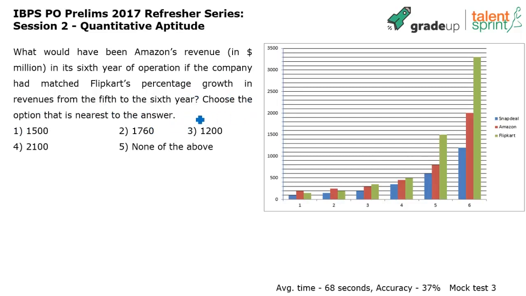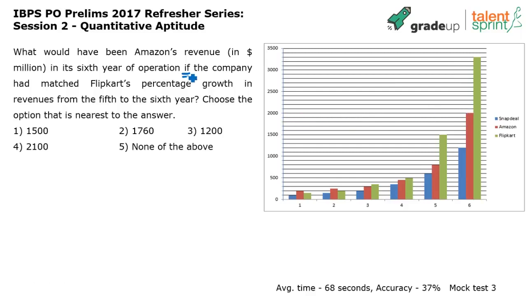So basically we can do an approximate calculation here. Now what is it asking us to find out? What would have been Amazon's revenue in its 6th year of operation? In the 6th year of operation, Amazon's revenue is already known to us, right? It is 2000. But it says what would have been Amazon's revenue, so there is a condition involved here. As such, Amazon's revenue is 2000, right?